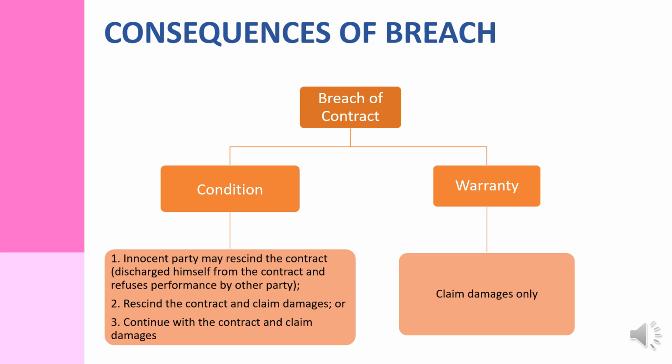There are two possible consequences of breach. The first one is condition, where the innocent party may rescind the contract, discharge himself from the contract, and refuse performance by the other party, or rescind the contract and claim damages, or continue with the contract and claim damages. Secondly is warranty, where the party can claim damages only.